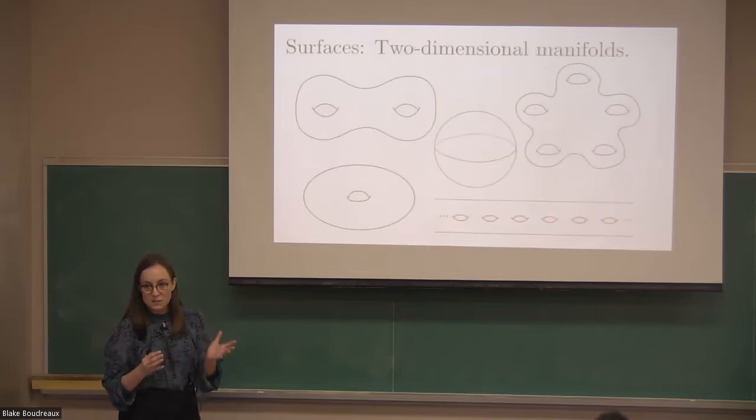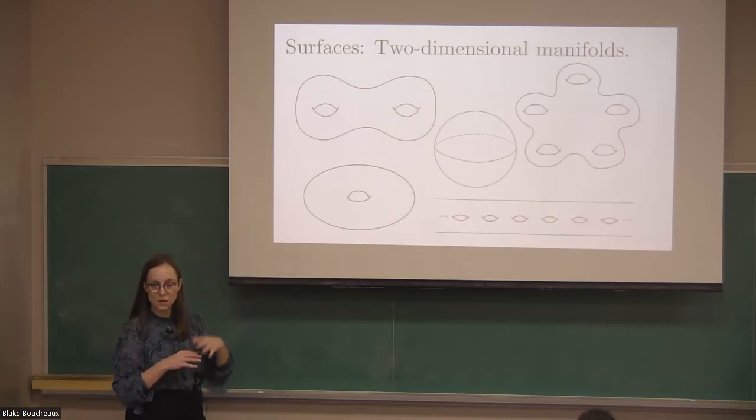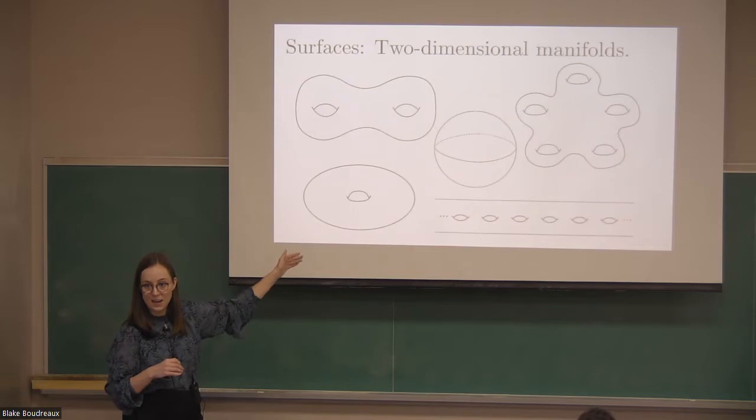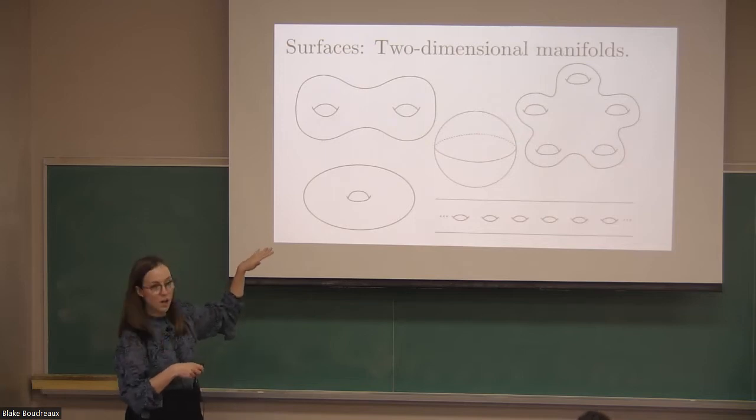So when I say surface, what I mean is a two-dimensional manifold. All of these objects that you see here are hollow. So when I say that I'm studying a torus, or as we all like to call it, a donut, I'm not studying the dough of the donut, I'm only studying the glaze of a donut. So all of these objects are hollow.